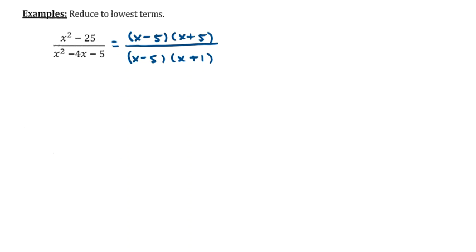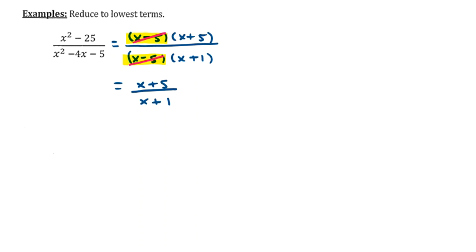But notice that in the numerator we have a factor of x minus 5, and we also have a factor of x minus 5 in the denominator. And so what we're allowed to do is divide these out, or cancel if you will, and we are left with a reduced version of this rational expression. Let me go ahead and write that out. That's going to be x plus 5 on top and x plus 1 on bottom.